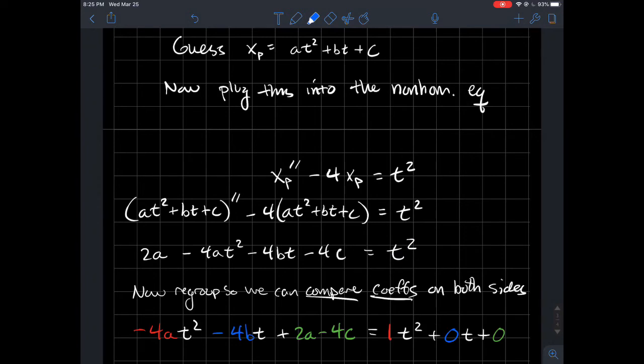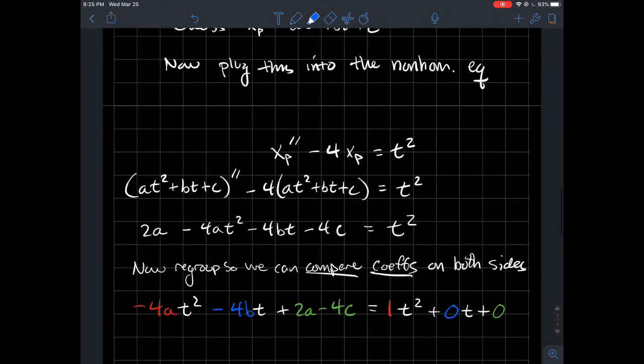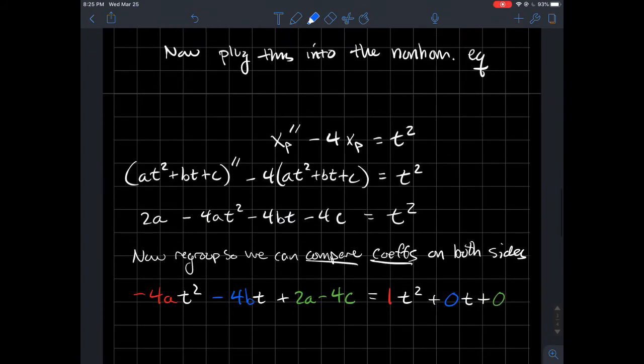So now I'm going to rewrite this stuff. I'm going to regroup the left side so that we can compare coefficients on both sides. So I'm going to try to write this side in descending order, like the highest power of t first, then the next power of t, and so on. And I see that I already got that on the right side as well. This is just t squared over here, but it's useful for me to think of that as the same as if I put plus 0t plus 0 at the end.